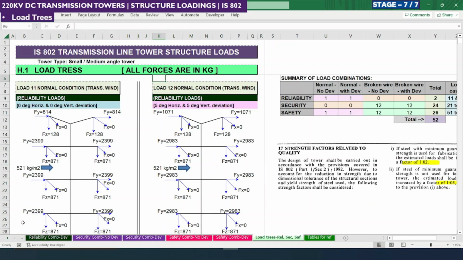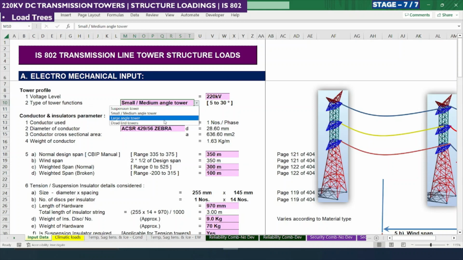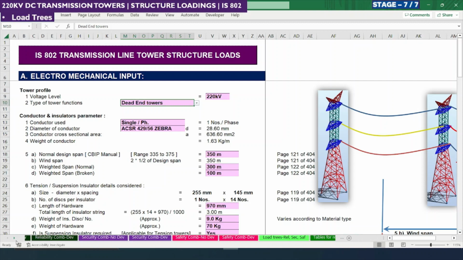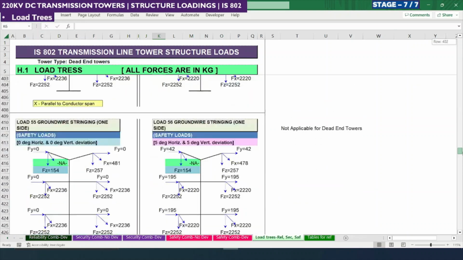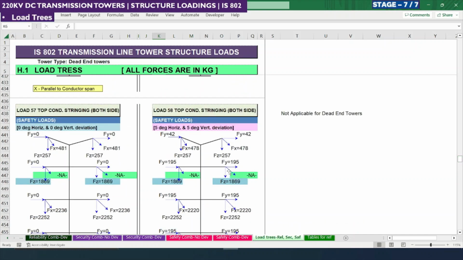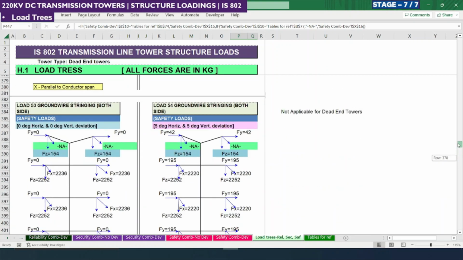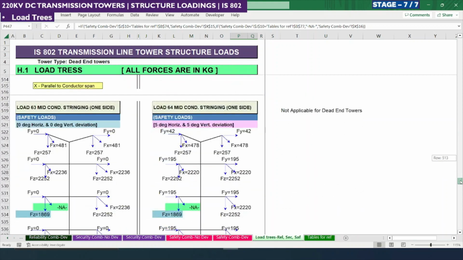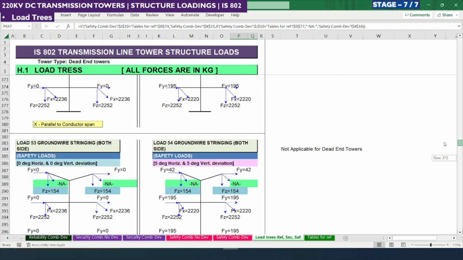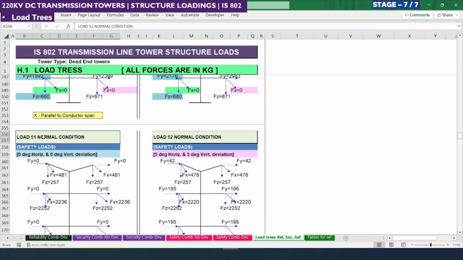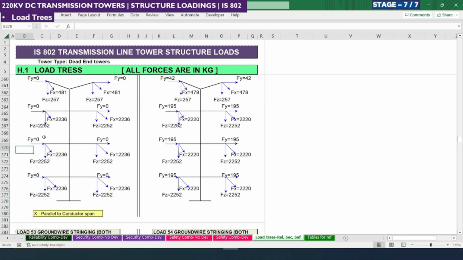And also, suppose I am going to design this as a dead end tower, so let me do this. So what happened to the load trees? Let me see. So here, for dead end tower, this stringing case is not applicable. So that's why it is showing not applicable. So we can ignore these load cases if you are doing it for dead end tower. These not applicable cases we should not consider. So for dead end tower we must consider only normal condition under safety. So this 51 and 52 case is only applicable in case of dead end tower under safety loads.